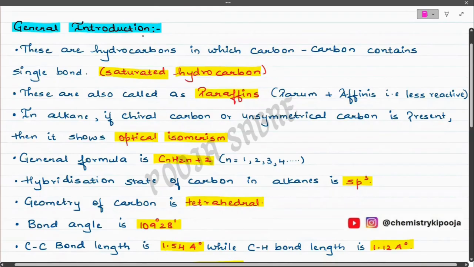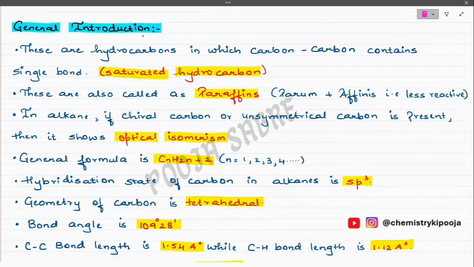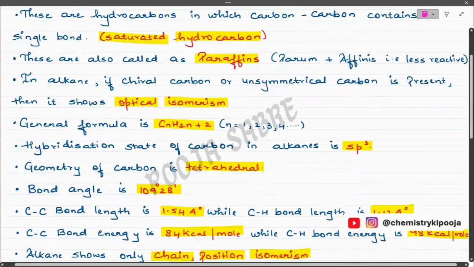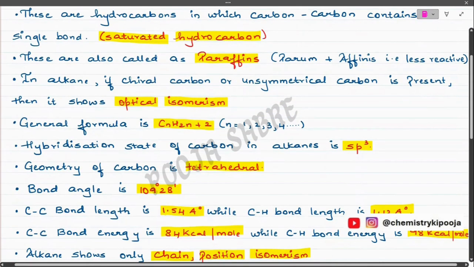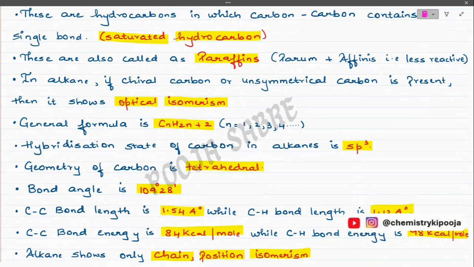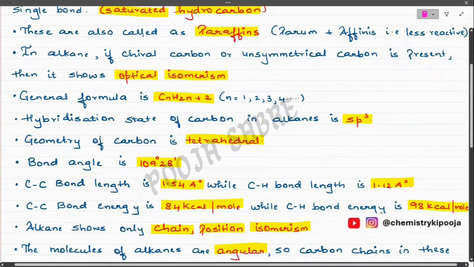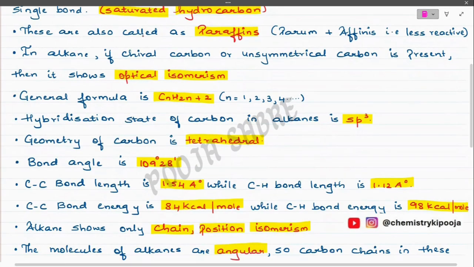Talking about now the chiral carbon. In alkane, if chiral carbon or unsymmetrical carbon is present, then it shows optical isomerism. In the previous chapter, everything related to optical isomerism I have explained. Kindly go through all the previous videos. Next is the general formula of alkane. The general formula of alkane is CnH2n+2, where n is the number of carbon atoms. It can be 1, 2, 3, 4, or anything, right?